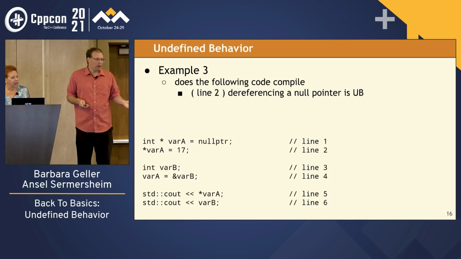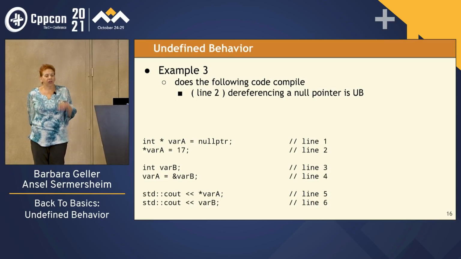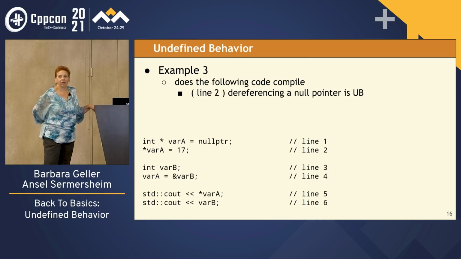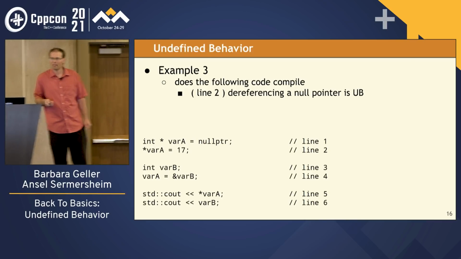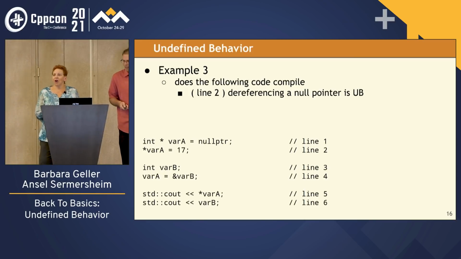Line 4 is fine because var B does have an address, even though it's uninitialized. So we can have var A point to var B. And it's really important to understand line 4. Taking the address of var B, even though it's not initialized, it is declared as an int. So you can take the address, and you can assign the address to var A. So if anyone wasn't sure, please speak up, jump up and down, let us know.